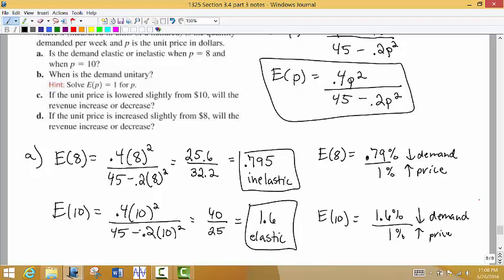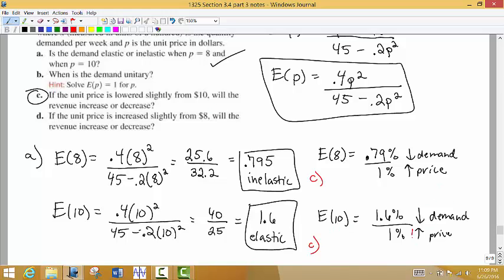Let's answer the question for part C. So we've decided elastic and inelastic for those. Let's go to part C here. It says, if the unit price is lowered slightly from $10, will the revenue increase or decrease? Let's answer part C here. I'm just going to put part C for both of these here. So it says, if the unit price is lowered from $10, so we're down here.